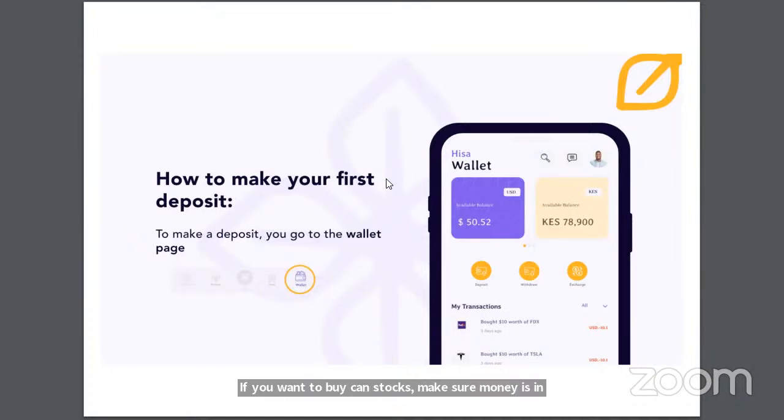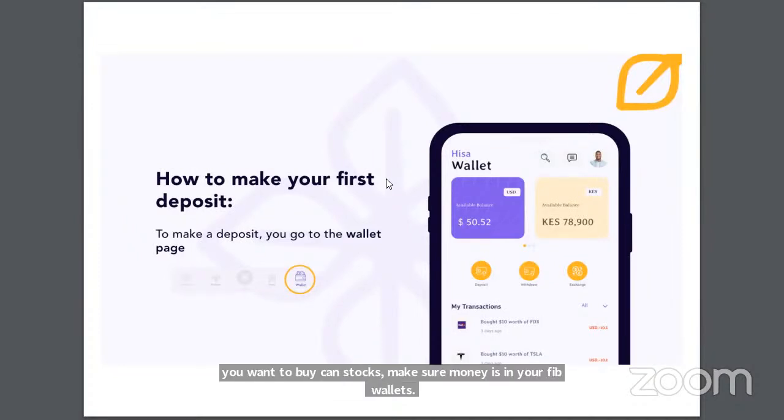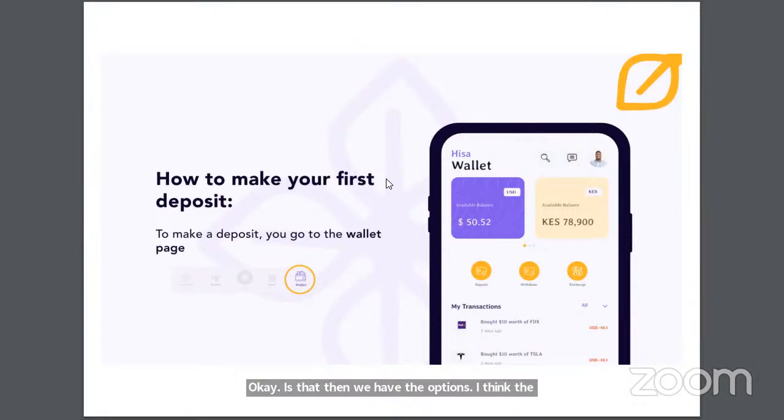Okay. So then we have the options. I think the options are sort of self-explanatory. We have the deposit option, and the deposit options are many. You can use M-Pesa, you can use your bank. We have withdraw options, we have transfer, we have save. Okay, and then below that you can see all your transactions. So I think the big emphasis on the wallet was that one for Kenyan stocks. So always remember, if you want to buy Kenyan stocks, have money in your FIB wallet, and you can transfer between the three wallets. Okay. Initially, we only used to have two wallets, but we decided to have three wallets to make it easy for you guys.